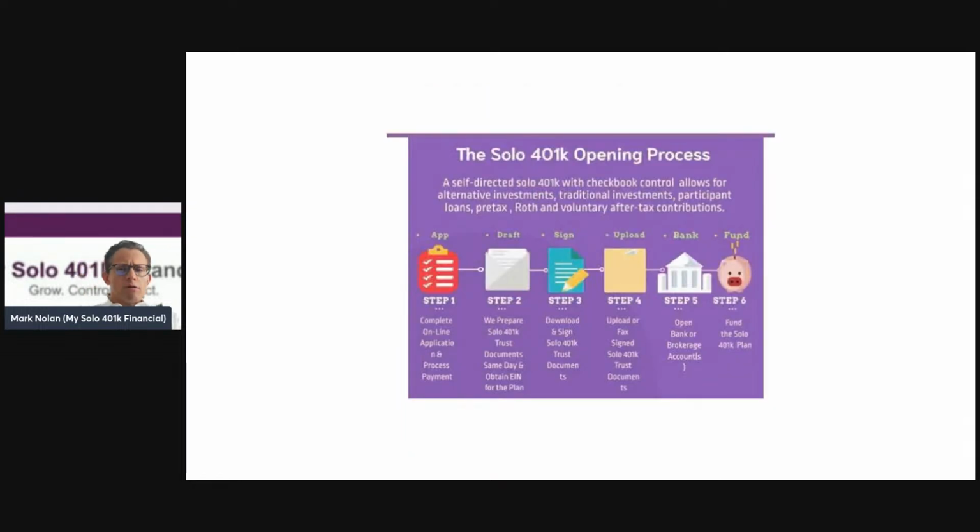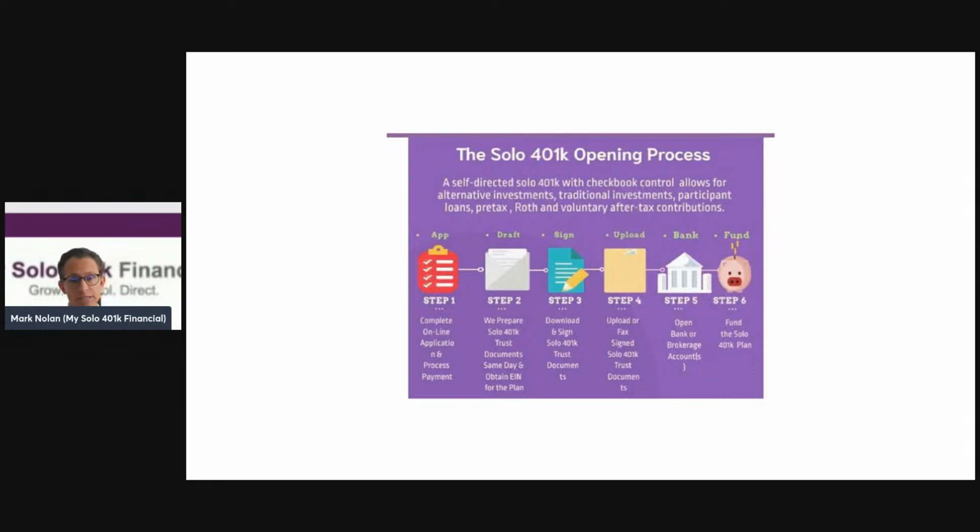So the solo 401k establishment process, we make it very easy. We have an online application which you would fill out. That's how we collect information to draft the solo 401k plan documents. We then draft those plan documents the same day, generally within hours.